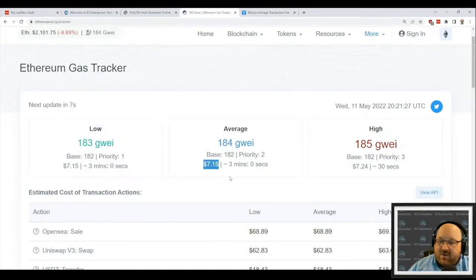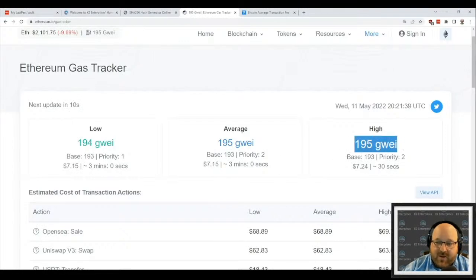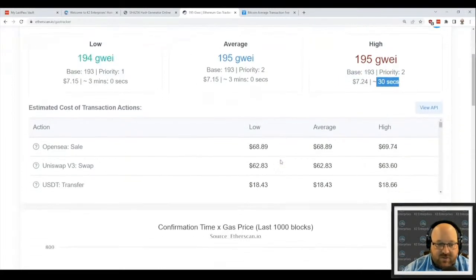You could imagine if you were doing a $10 transaction, you wouldn't want to do this because it would cost you $7 to process that transaction. But if you're doing a $1 million transaction, it costs the same amount. Now, if you really want to put some gas on this, you pay the high fee at $1.95, and it will process in less than 30 seconds. So the difference is between 3 minutes and 30 seconds.